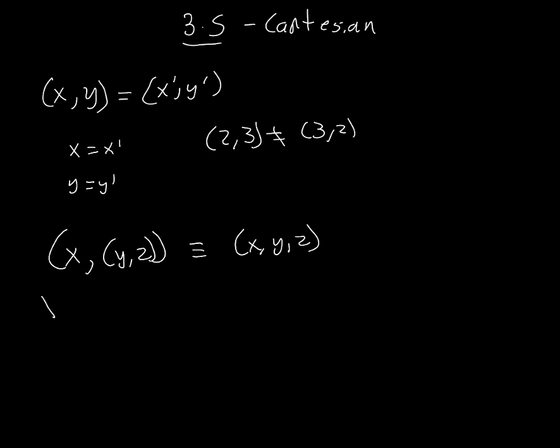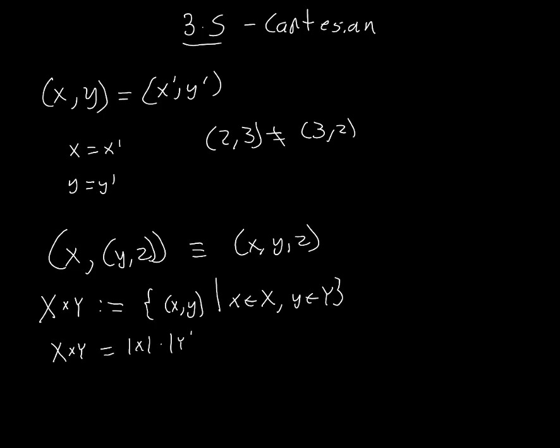And let's get into Cartesian products. We denote the Cartesian product X times Y. So it's a product of sets, and a product of sets is a new set. It's the set of all ordered pairs (x, y) such that x is in X and y is in Y. Namely, the cardinality of X cross Y is the cardinality of X times the cardinality of Y.